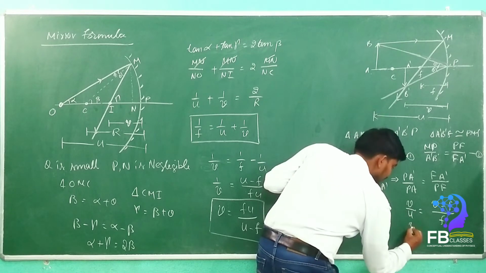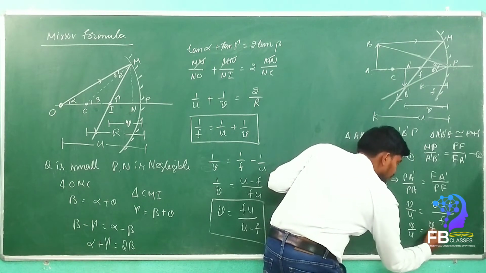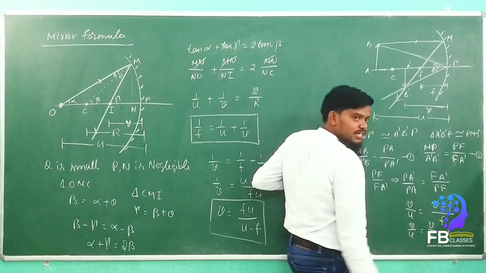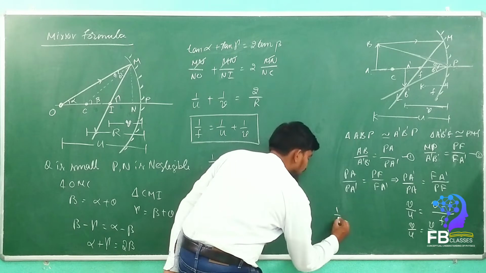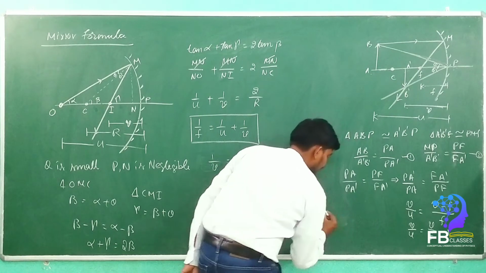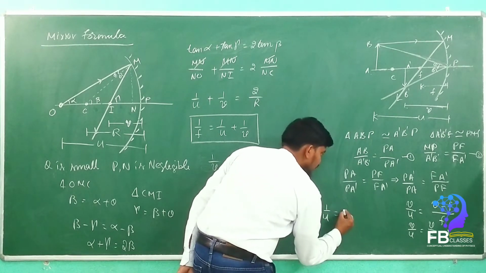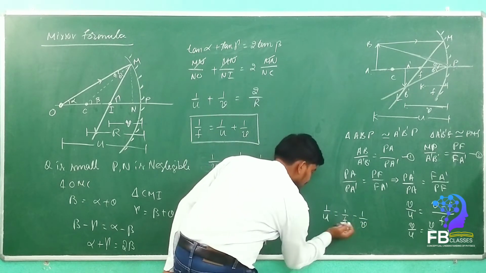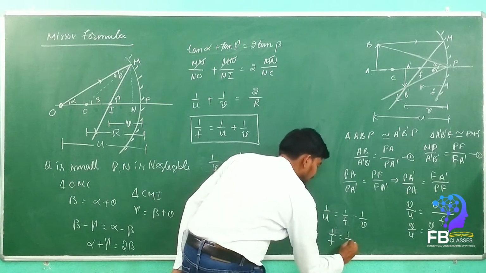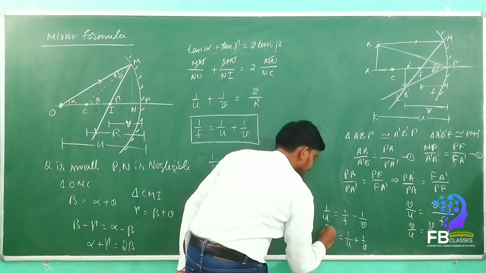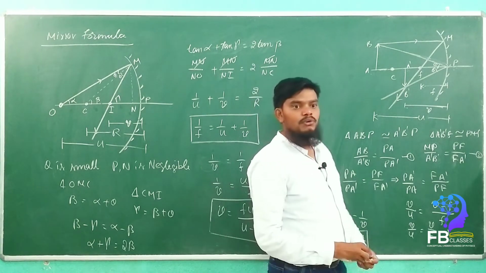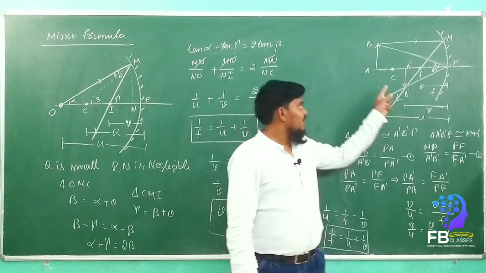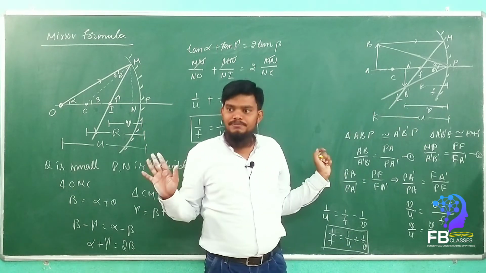V upon U is equal to V upon F minus 1. Now we have to divide it by V on both the sides. What will happen? It will come as 1 by U is equal to 1 by F minus 1 by V. Got it? So from here, 1 by F is equal to 1 by U plus 1 by V. We proved the mirror formula for both the cases: one for the point object, another for the extended object. Are you clear?